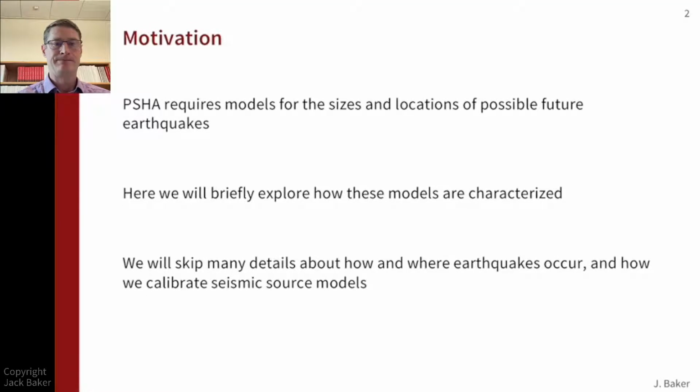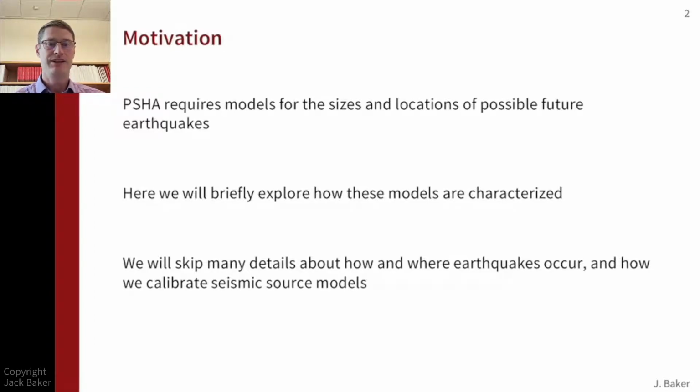So the motivation for this work is that when we do our PSHA calculation, we're going to need some input models for the sizes and locations of possible future earthquakes, and where they are, how often they occur, how big the earthquakes could be. And so in this video, I want to just give you a general sense of how those models are characterized, so what information do we need to actually describe.